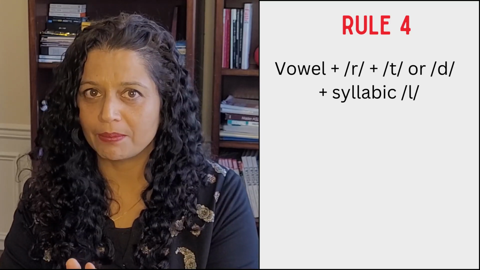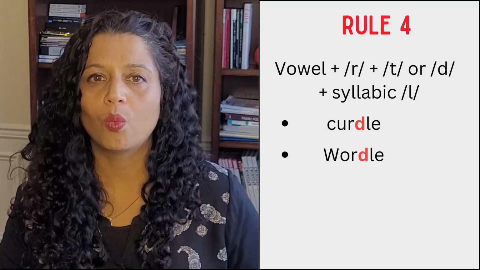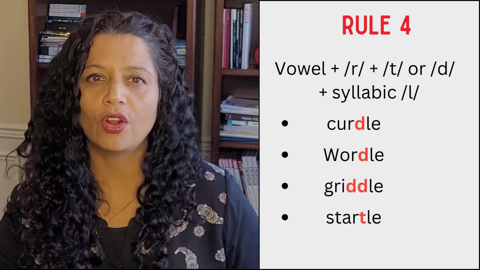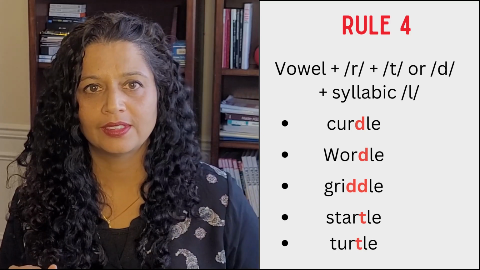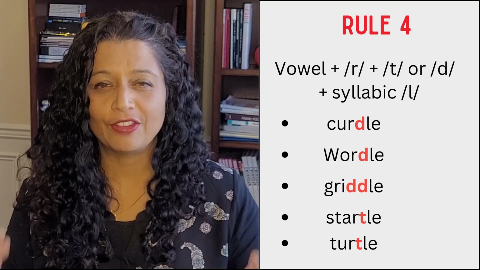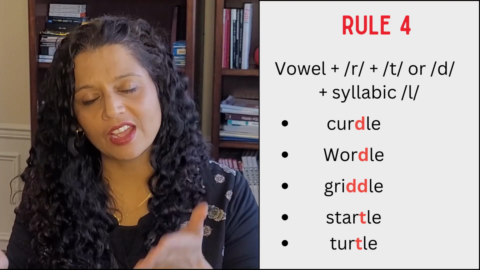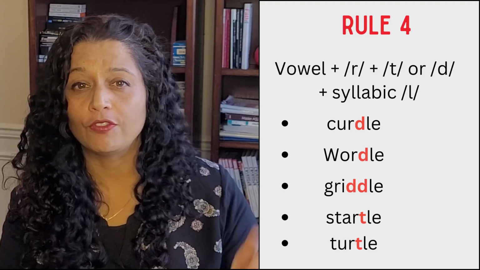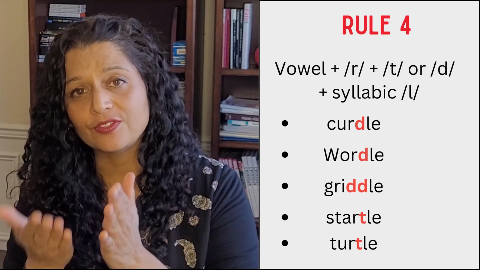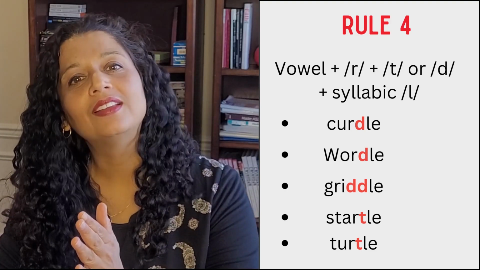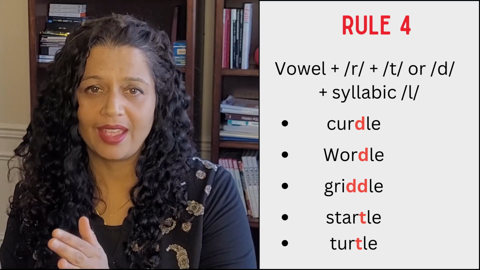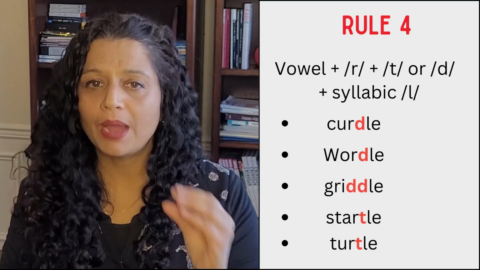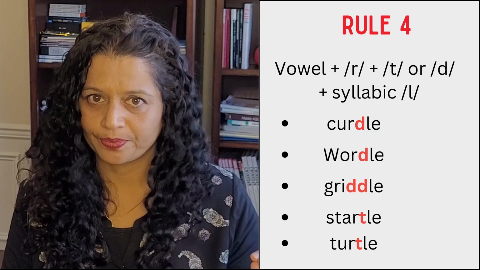Let me give you some examples. Curdle, wordle, griddle, startle, turtle. All of them, if you listen to the sound, definitely have that unstressed syllable after the T or D sounds. If you look at the spelling, the T is followed by a consonant, L, okay? Hence it's called a syllabic L, but functionally it's the same, all right?